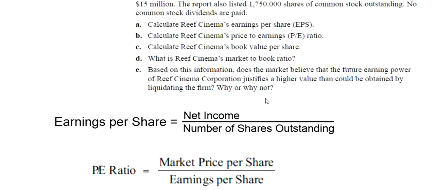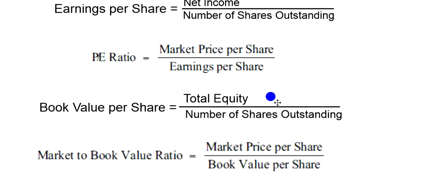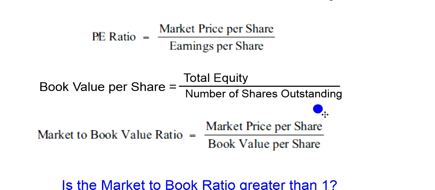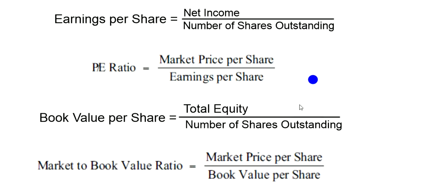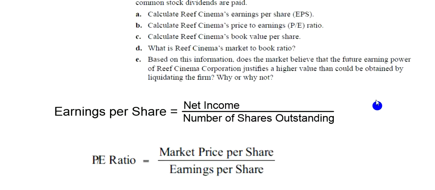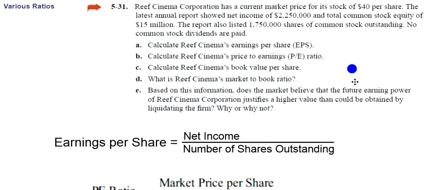And then the last one is, what is Reef Cinema's market to book ratio? This is going to tell us the amount over the book value that the stock is selling for in the market. So we put the book value that we just found in the denominator, and divide the market price per share by the book value, which is hopefully lower than the market value of the stock. And the market value is $40.